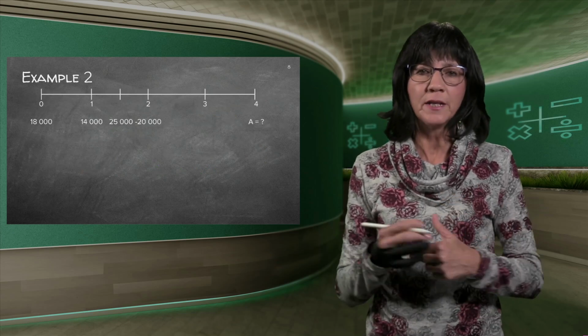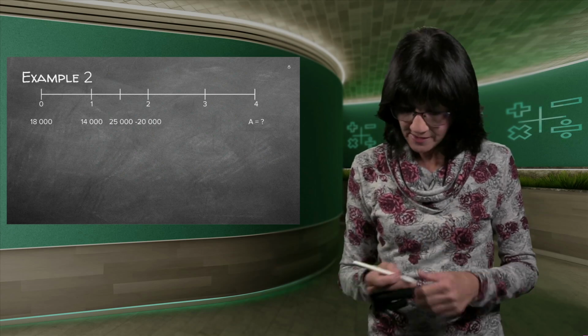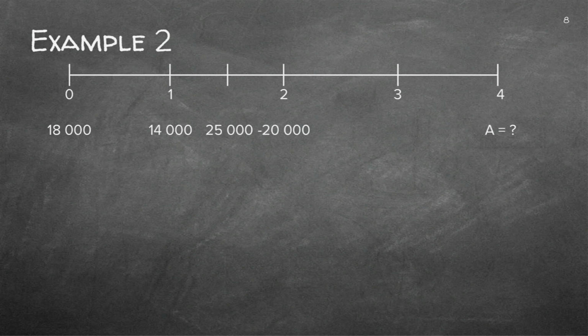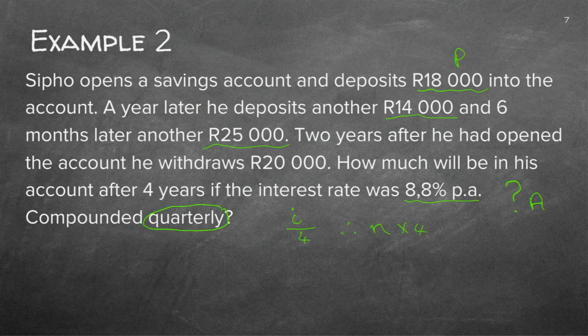Now I already filled in the amounts because it's a lot of amounts. This is for the years. Let's just quickly go back. After 4 years, so I'm just going to circle that. That was my n. So I know my n is 4 years, but remember we're doing it in quarters. So at 4 years, and the percentage is 8.8%.